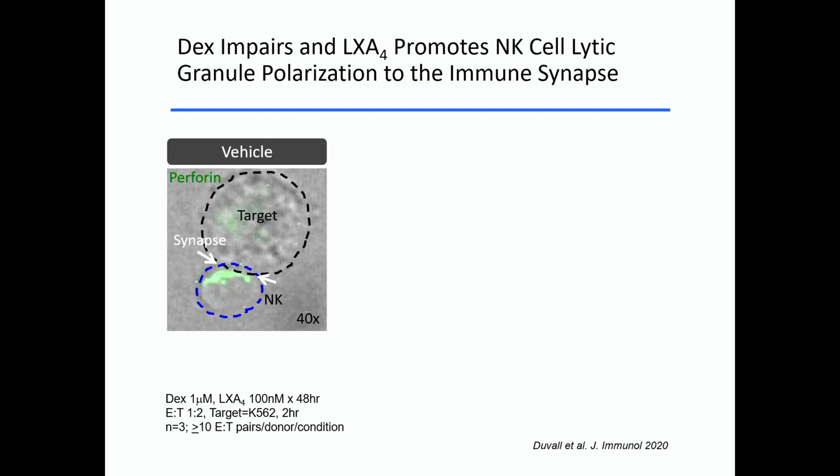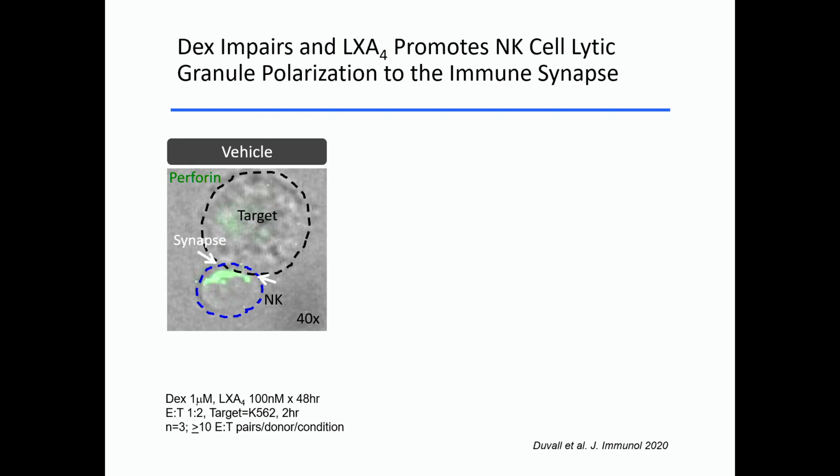And that, sure enough, is what we found in this recent publication in Journal of Immunology with Melody, that dexamethasone impairs and lipoxin promotes NK cell lytic granule polarization to the immune synapse. This is showing confocal microscopy with perforin labeled here in green.